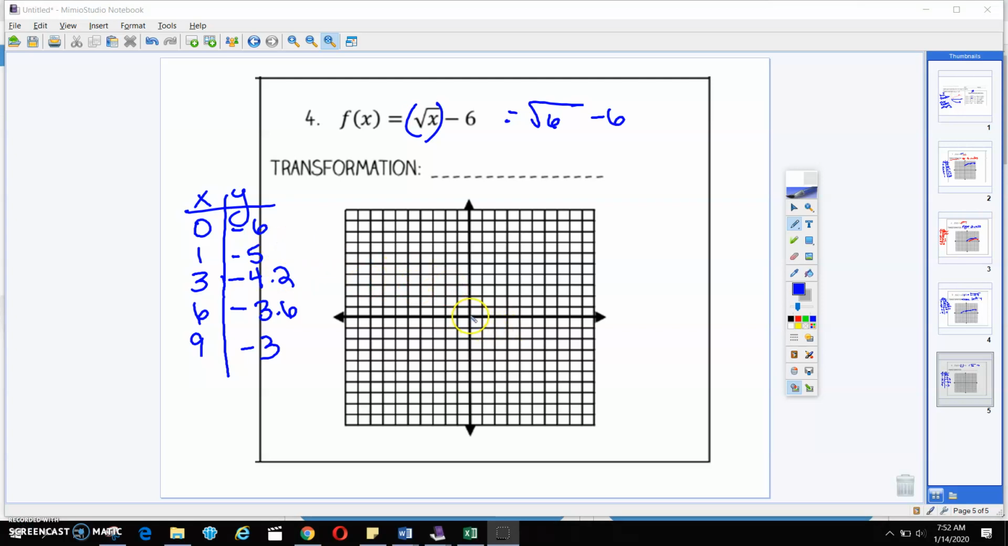When I plot these points, I'm going to get 0, -6. 1, -5. 3, -4.3. 6, -3.6. Okay, that's good.